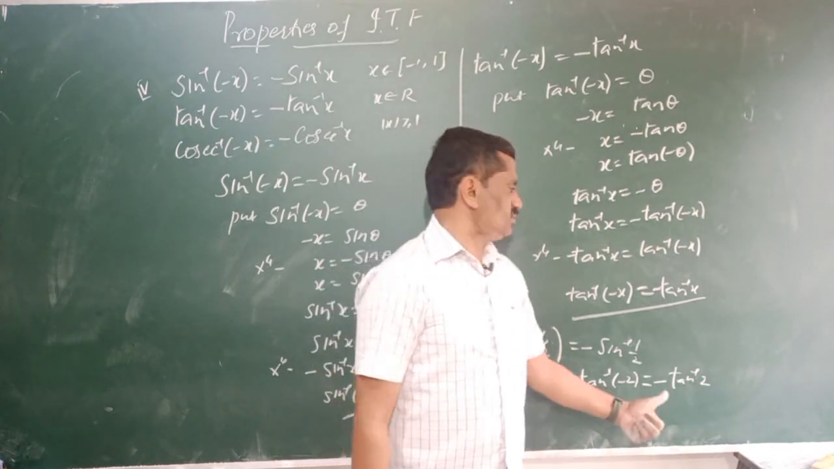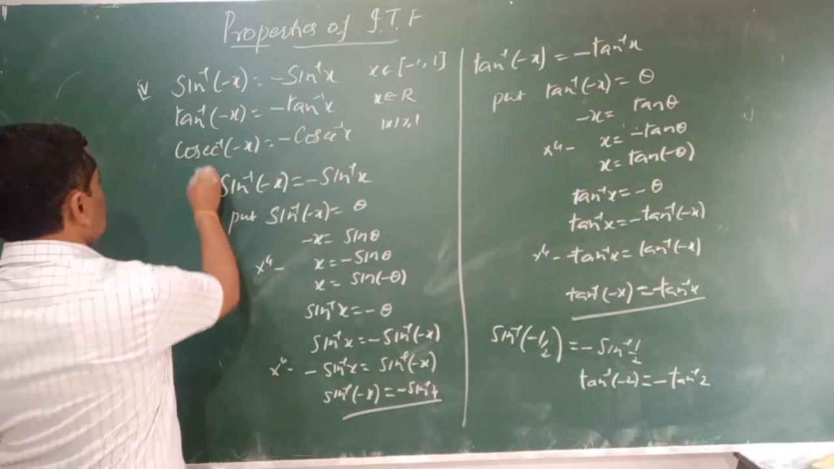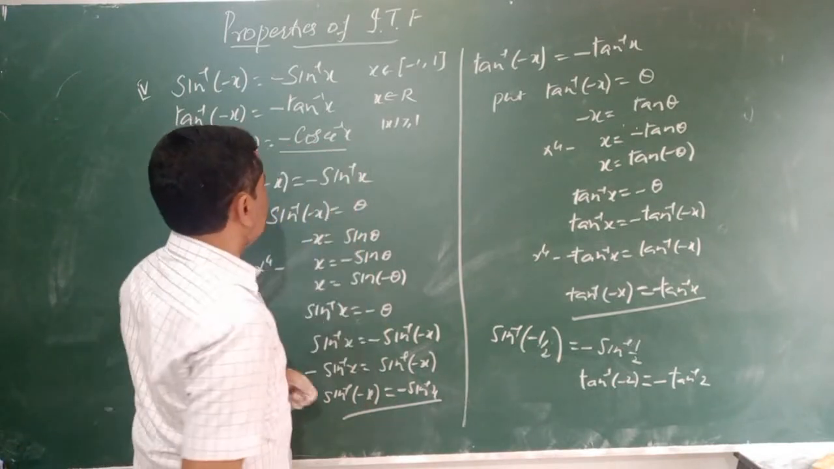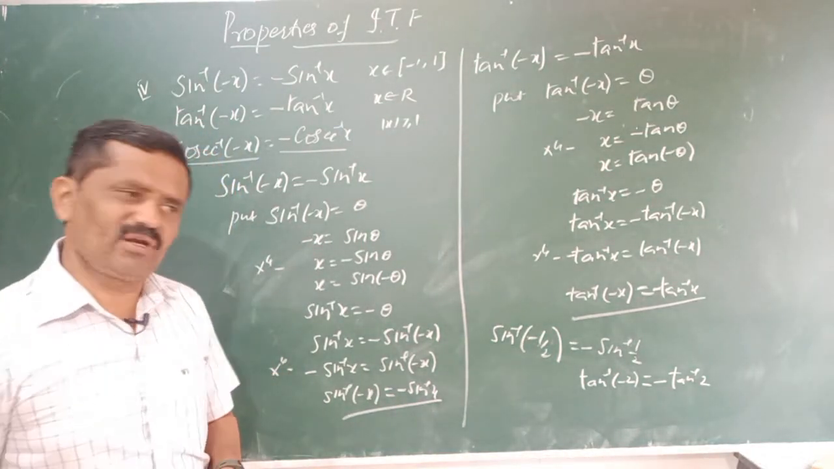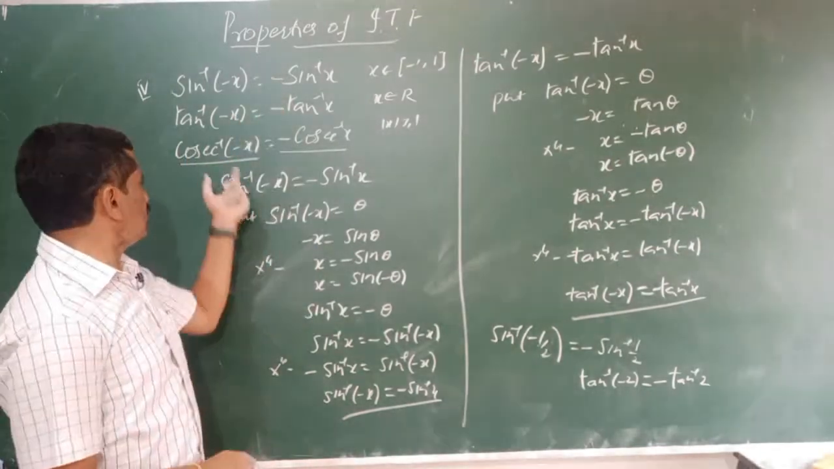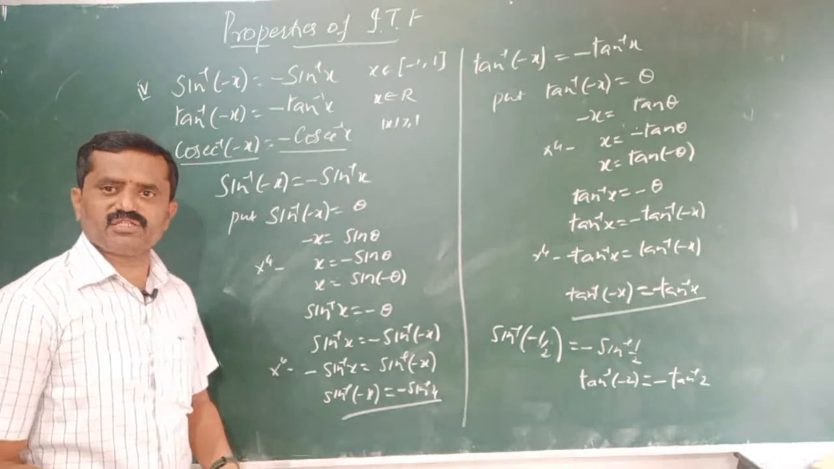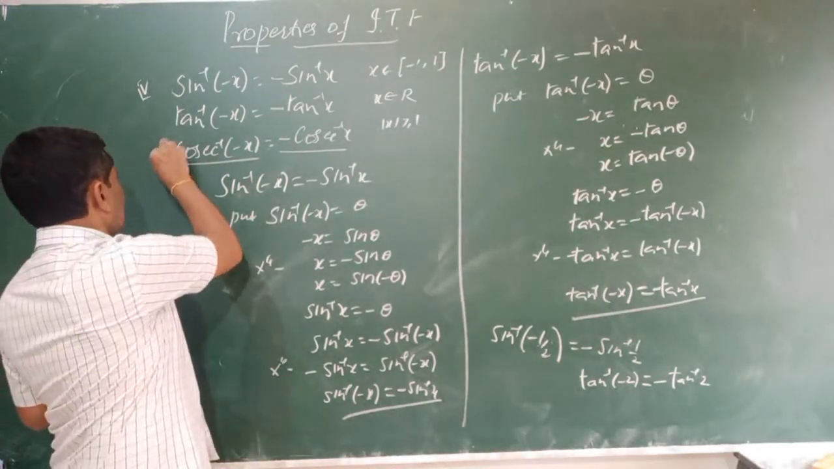Next property we have is cosecant inverse of minus x is equal to minus cosecant inverse x. Children, will you try this at home? Use a similar method. Put cosecant inverse of minus x equal to theta. Then go for simplification and you will get the answer. Try this at home.